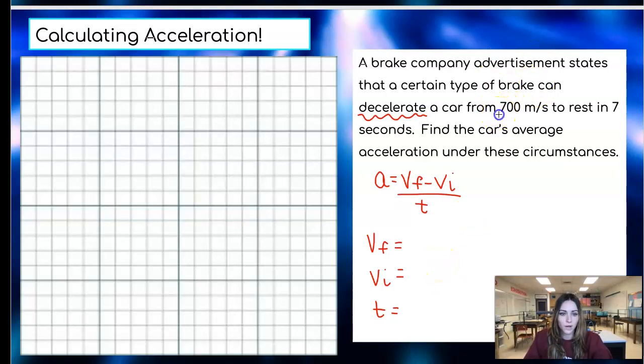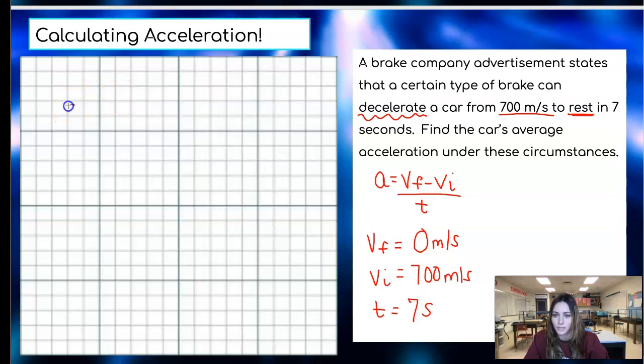So we see from 700 meters per second to rest. That tells me that my initial velocity is 700 meters per second, and it is going to rest, which tells me that rest is its final velocity. When I say something is at rest, it's not moving, so its velocity must be 0. Finally, we're told that it takes 7 seconds to do so, or at least that's what the advertisement says. So now let's go ahead and plug in and see what happens here.